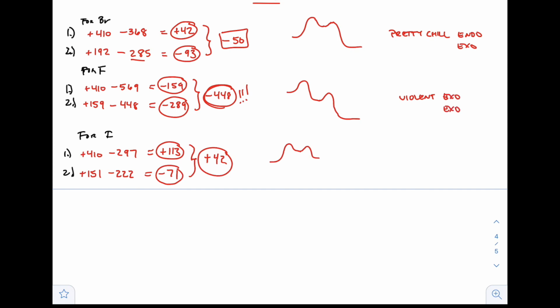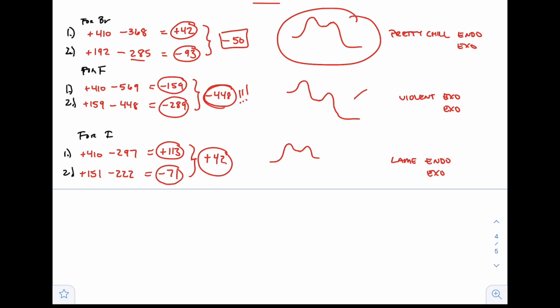Okay, so it can get out of control too. If you have a highly exothermic process that's just one step, right? You're releasing 448 kilojoules per mole. And then let's say you did 2 moles, right? You've got to double that. And then you do 3, and yeah, that's why you don't want to do fluorine or iodine.